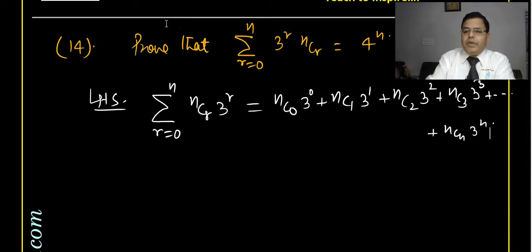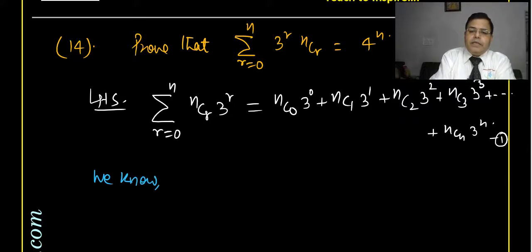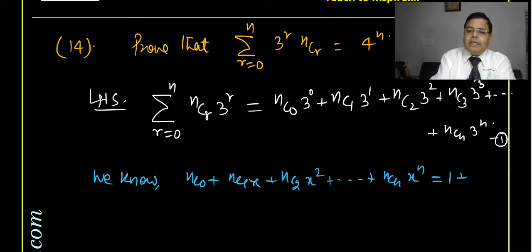Comparing with, we know the expansion that nC0 plus nC1 x plus nC2 x square up to nCn x to the power n is nothing else but (1 plus x) to the power n. So in place of x there is 3 only. Have you seen that? In place of x there is 3 in this expansion.